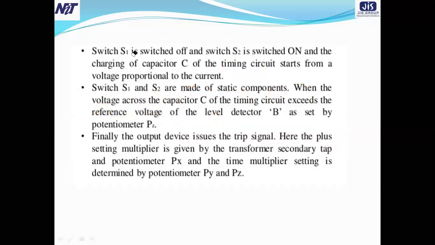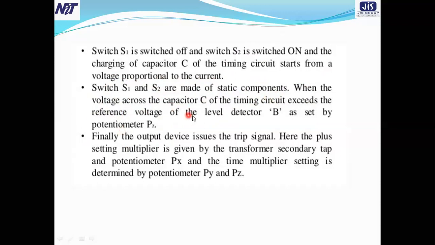Switch S1, which is connected in series, is switched off, and switch S2, which is connected in parallel, is switched on. With S2 on, the charging of capacitor C of the timing circuit starts. Switches S1 and S2 are made of static components, that is, fixed components.